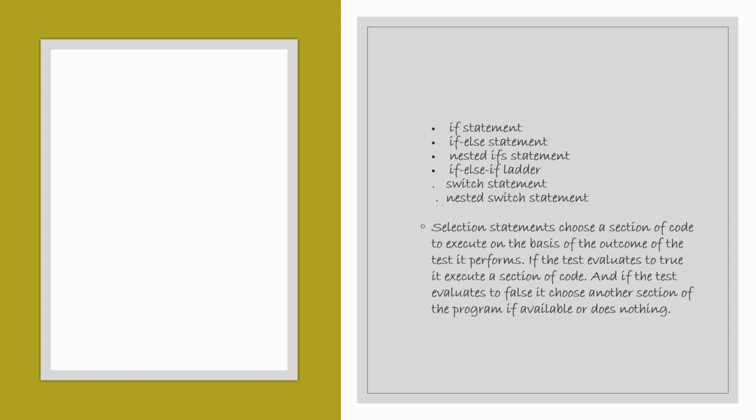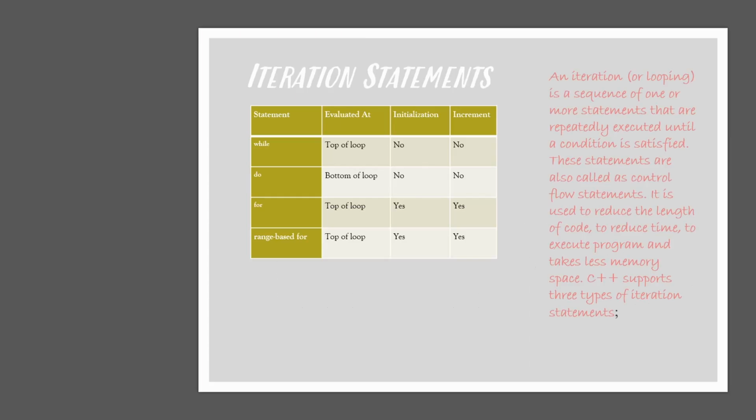Alright, the next type of statements is iteration statements. That means it iterates, it repeats itself many times. Let's first dive into the definition so that you may understand what iteration statements are. It is also called looping statements. Make sure you know that. Iteration statements are also called looping statements.